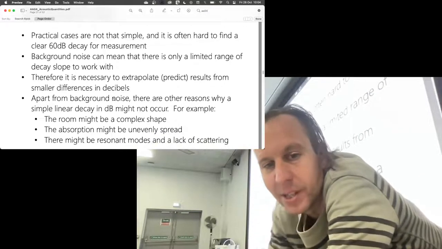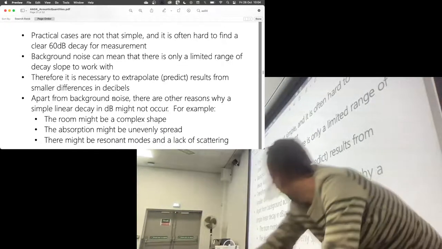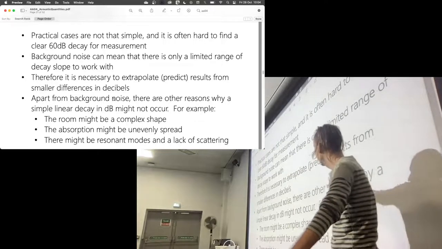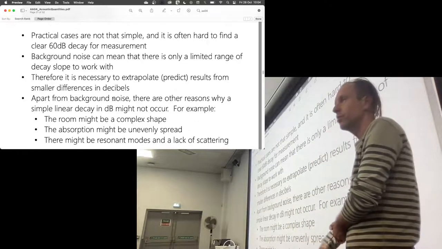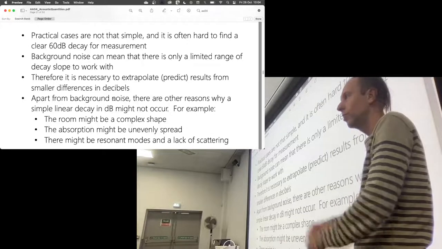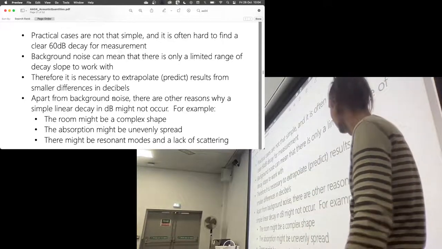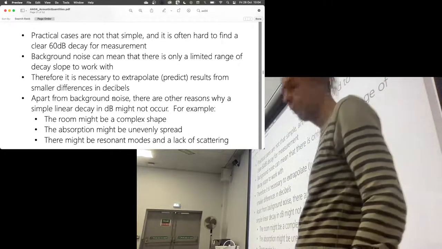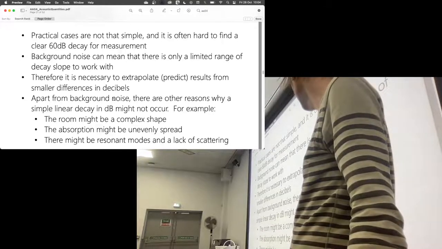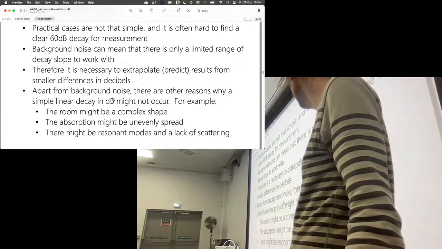Okay, so in terms of the T60, one of the things to know is that it's unlikely that you can directly measure it because of the noise floor and the maximum SPL required. So typically you would measure the T30. I believe I explained this already.